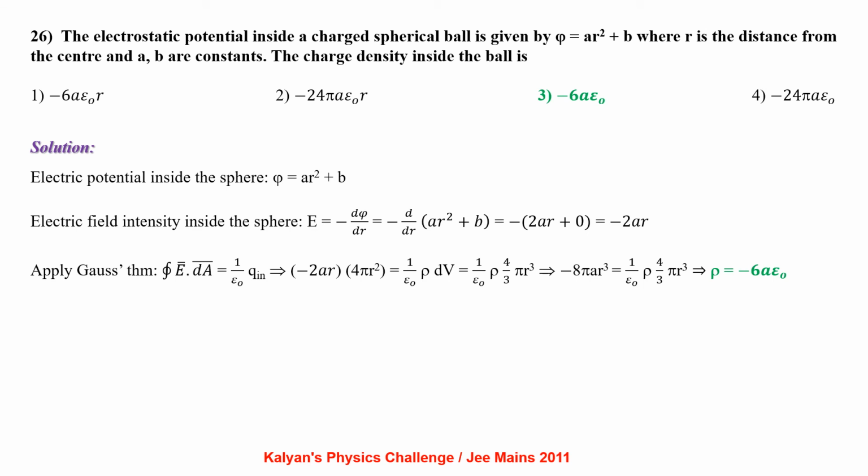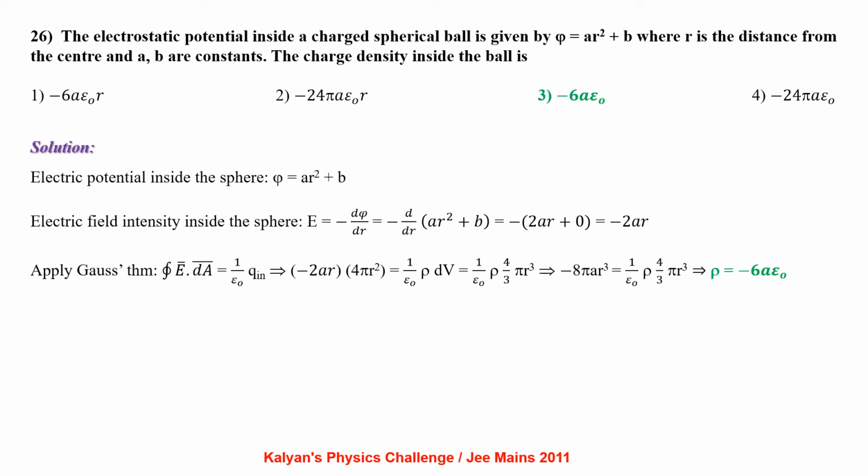The electrostatic potential inside a charged spherical ball is given by phi equal to AR square plus B, where R is the distance from the center, A and B are constants. The charge density inside the ball is. The electric potential inside the sphere, phi equal to AR square plus B. From here let us find electric field intensity by applying the relation E equal to minus d phi by dr. From there we get electric field equal to minus 2AR.